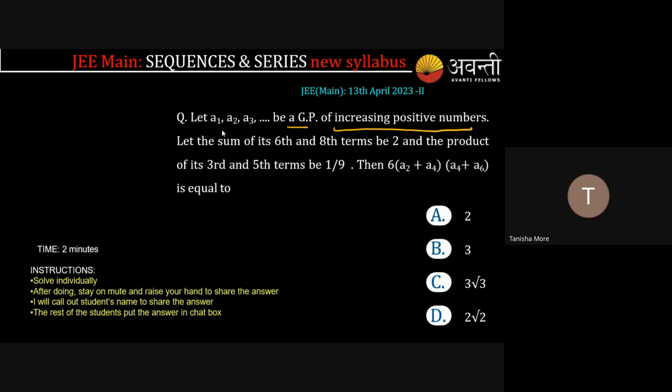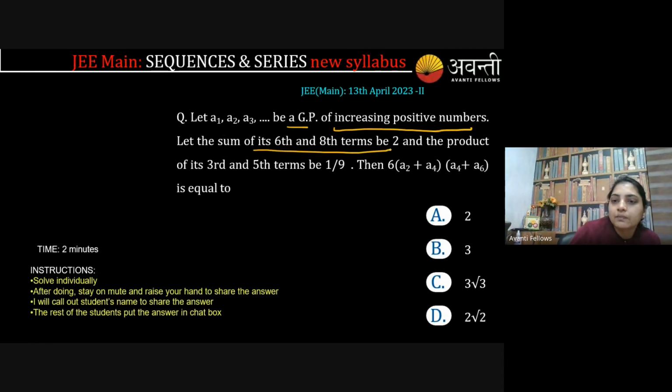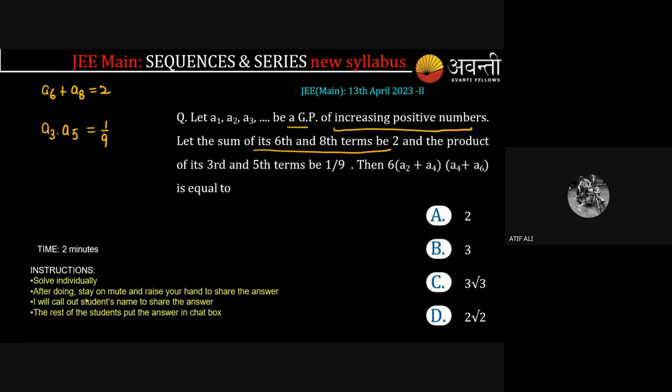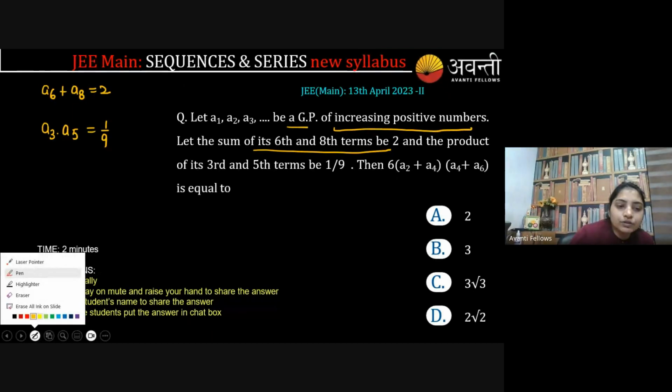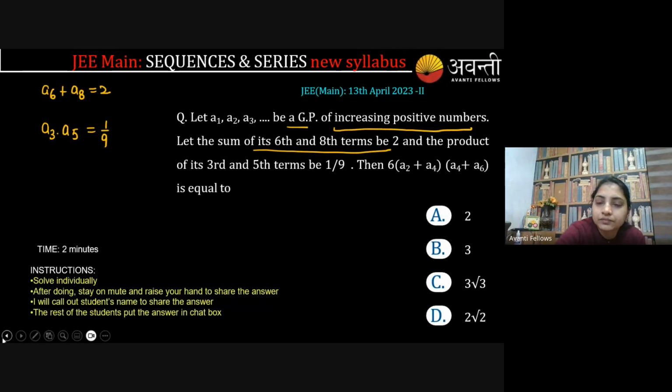Yes, ma'am. Sum of sixth and eighth term is 2. A6 plus A8 is equals to 2. And A3 into A5 will be 1 upon 9. Yes? So what approach should we use? Anyone tell me?